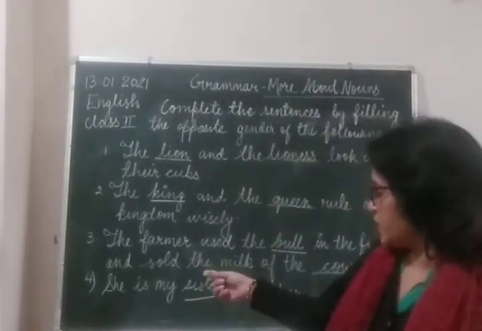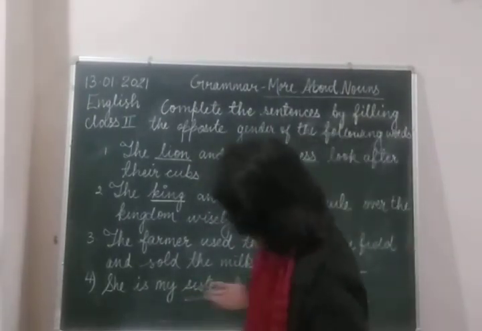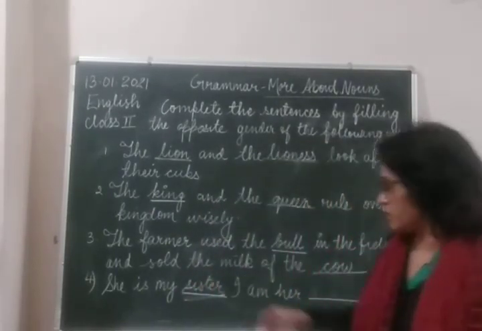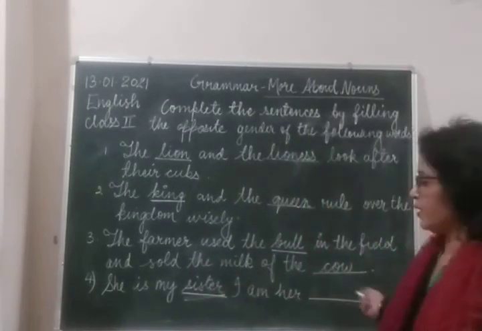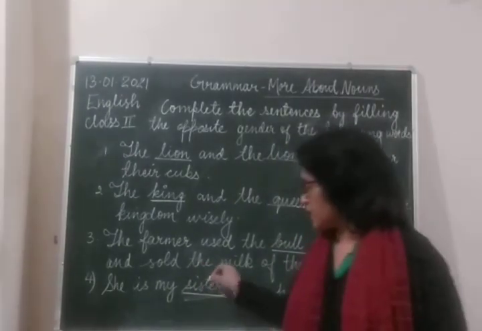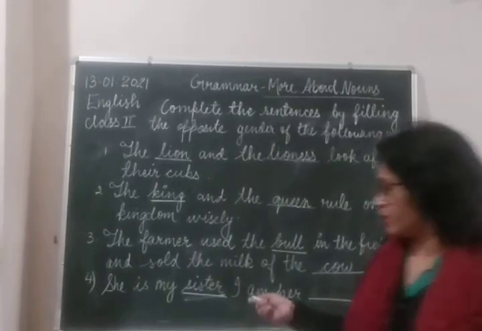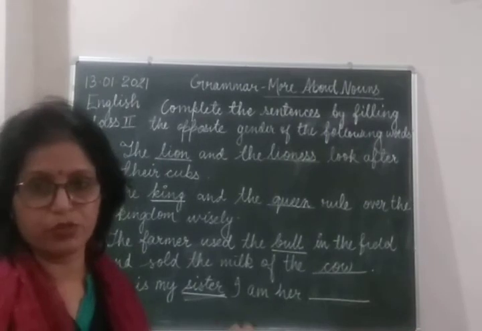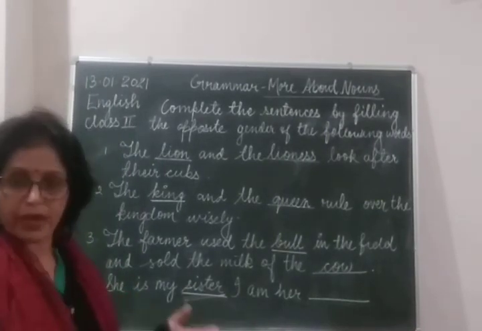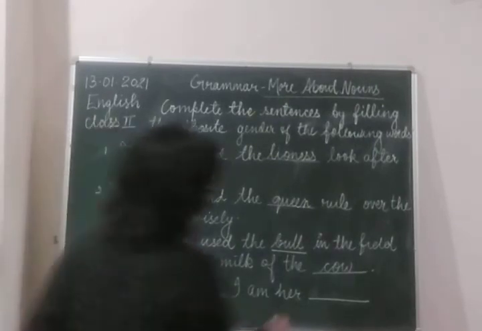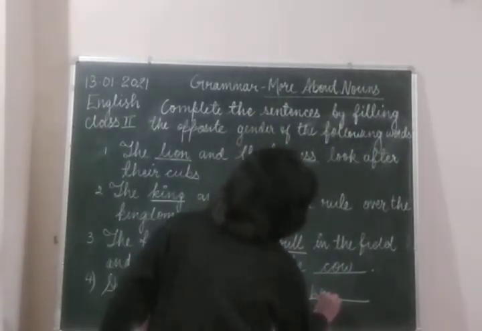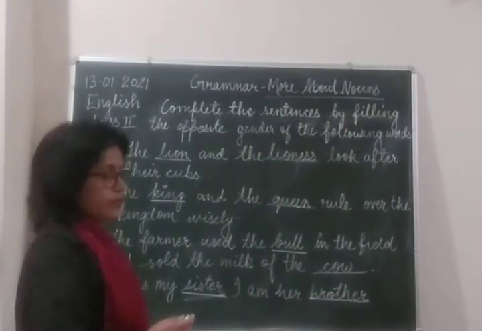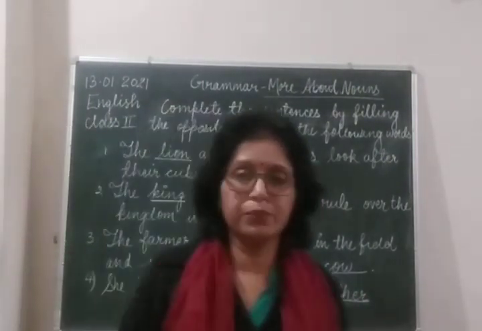Okay? She is my sister, properly underlined. She is my sister. I am her blank. Now, what is the opposite gender of sister? Because sister is underlined, which means you have to write the opposite gender of sister. And the answer is brother. B-R-O-T-H-E-R. Okay? She is my sister. I am her brother.